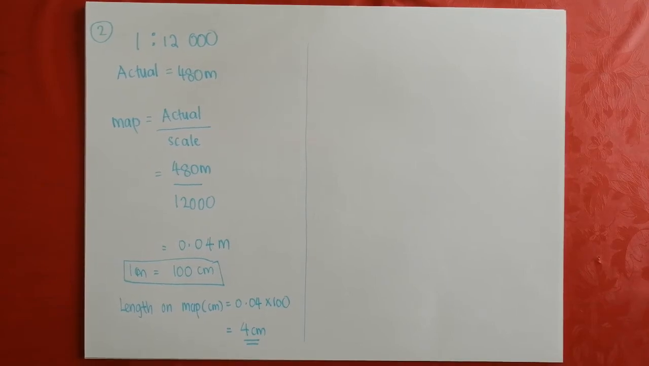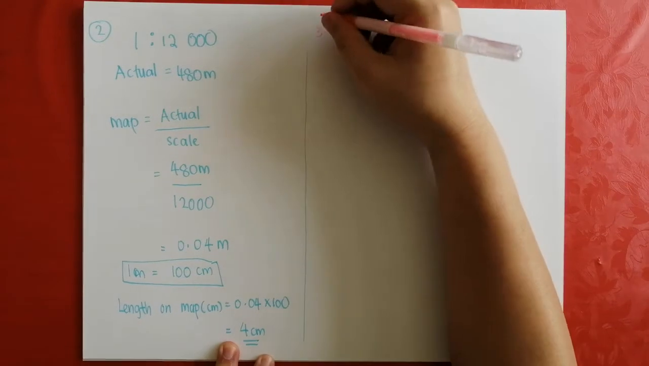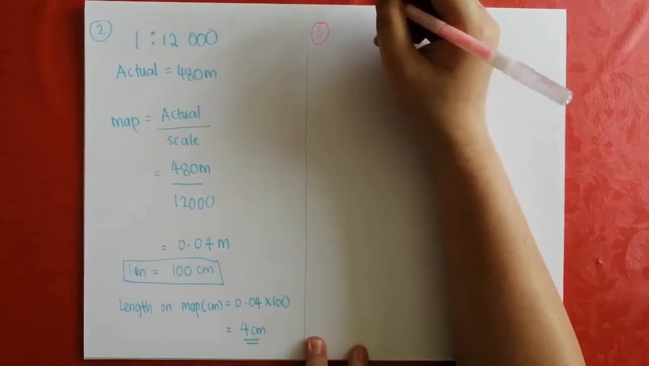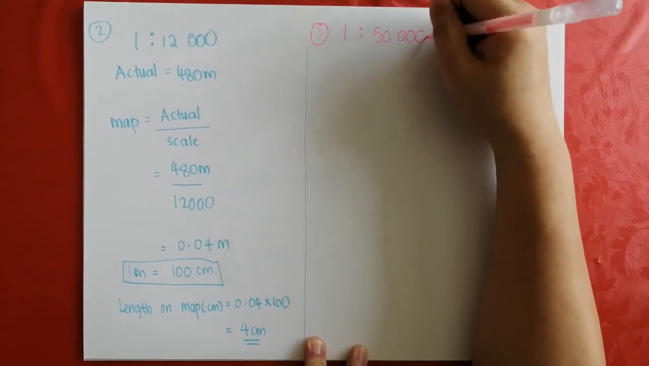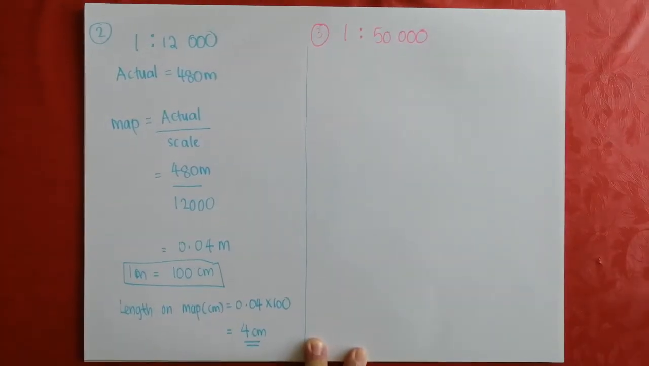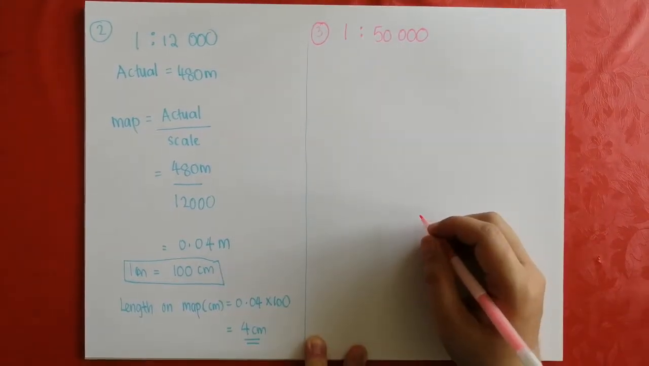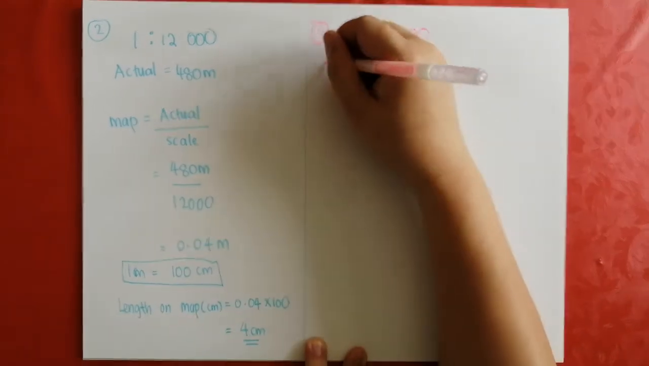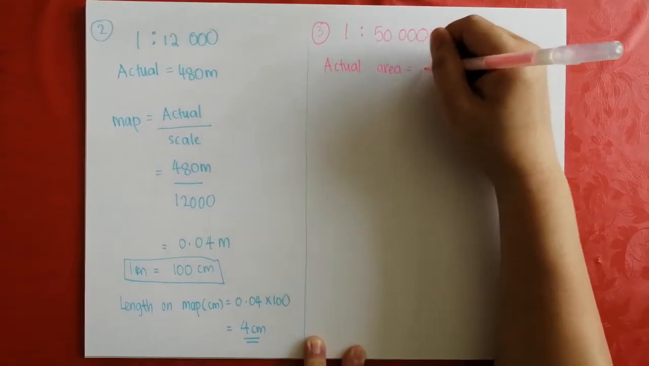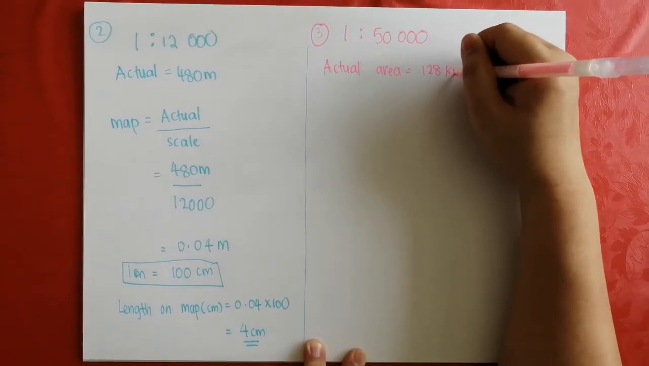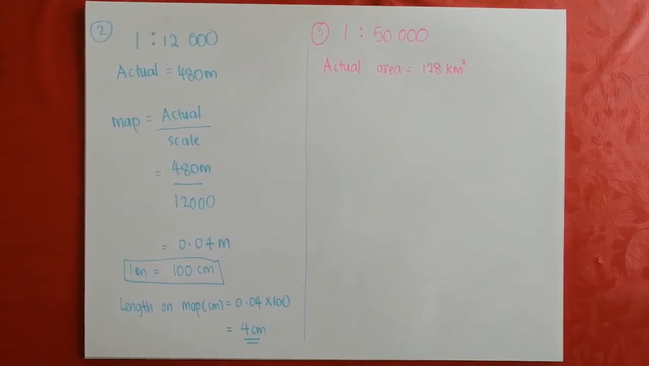Right, followed by the third example there. Example number 3, we have the scale 1:50,000. That is the scale given, and you are also given the actual area. The actual area is 128 square kilometer. So you need to find what is the area on the map.